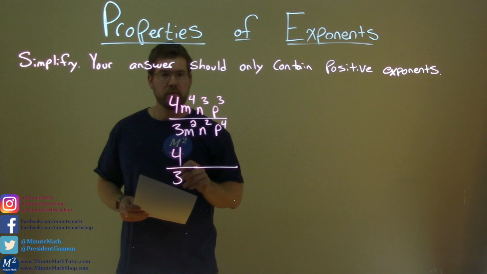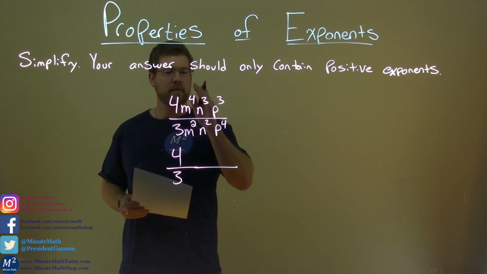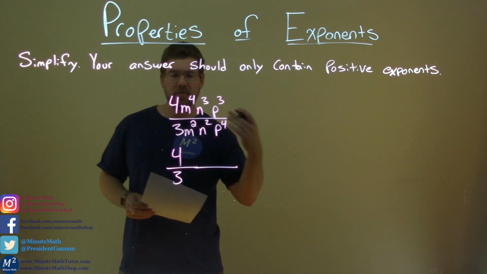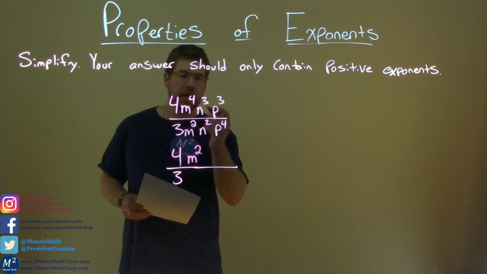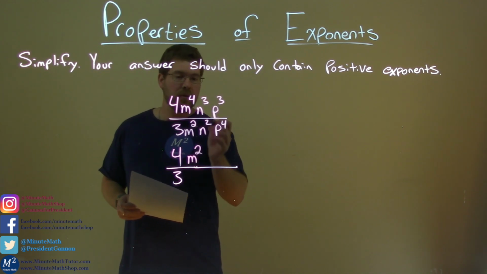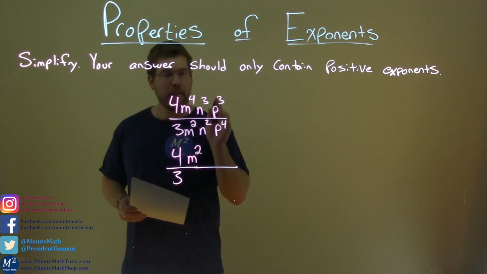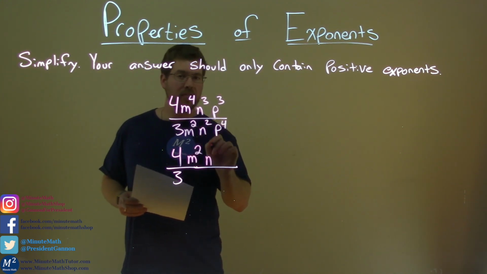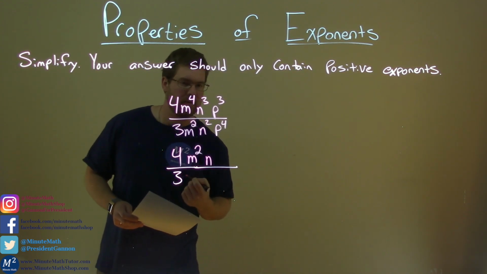M to the fourth, remember combine like terms, divided by m squared. Subtract the exponents. 4 minus 2 is a positive 2, keeps it in the numerator, m squared there. Let's look at the n's. N to the third divided by n squared. 3 minus 2 is 1. Positive 1 here, so we have n to the positive 1 power. Again, don't need to write that exponent. Keep it just as an n.